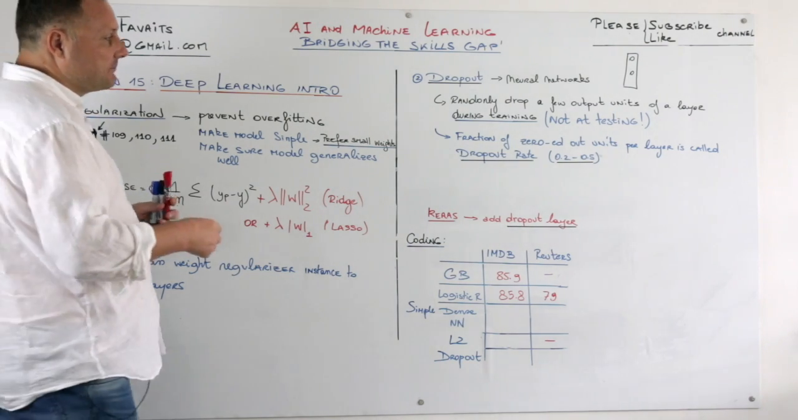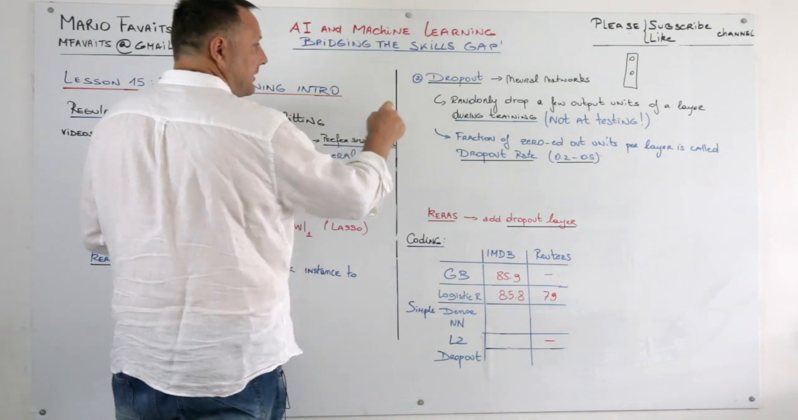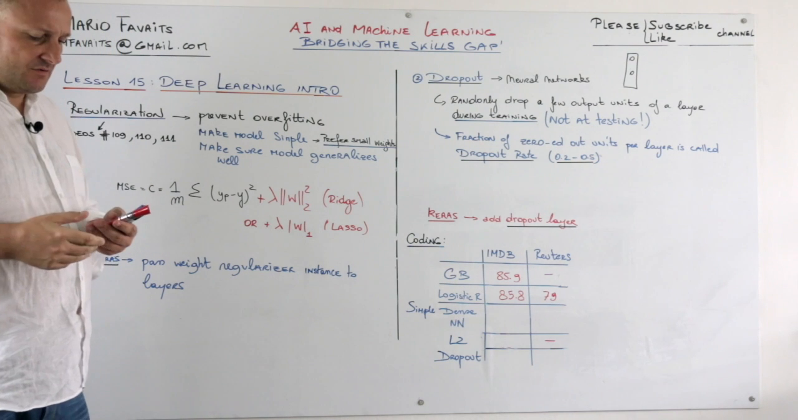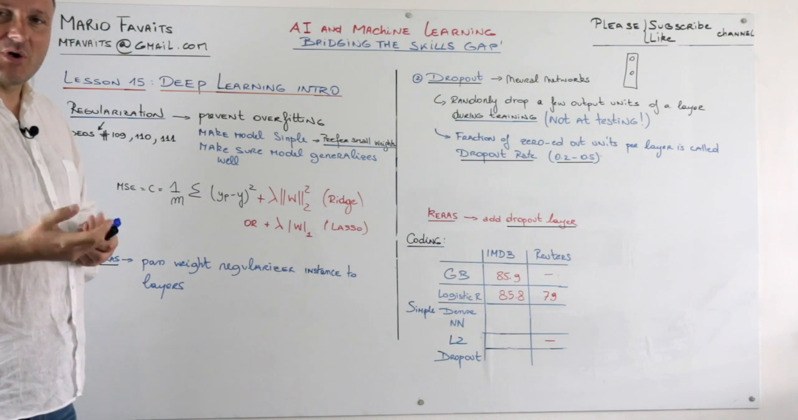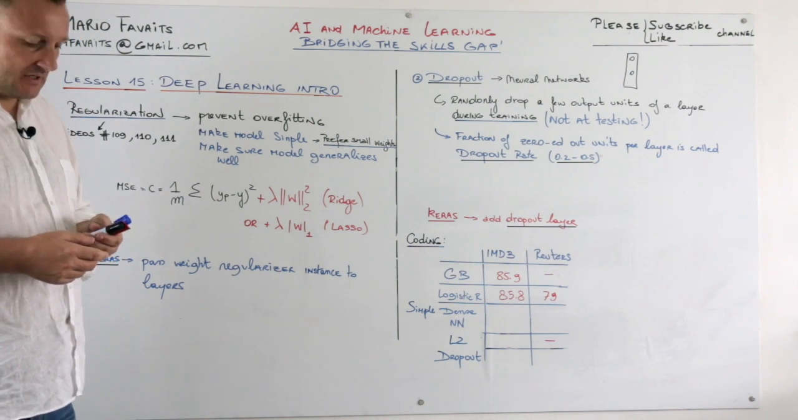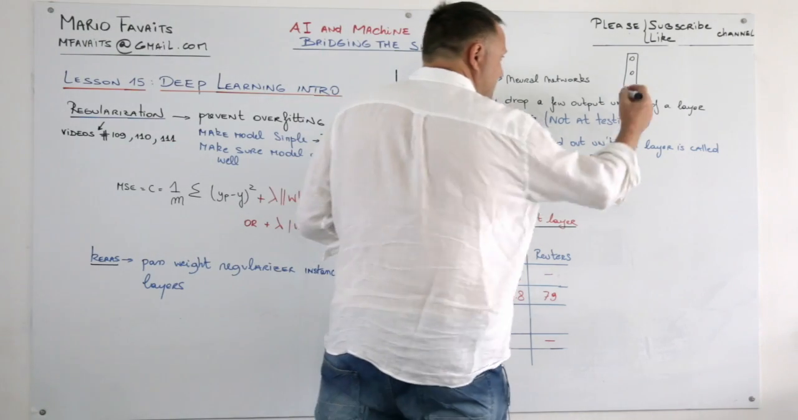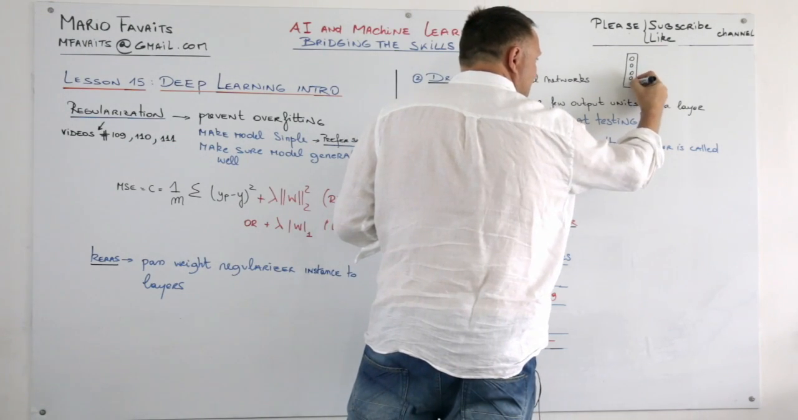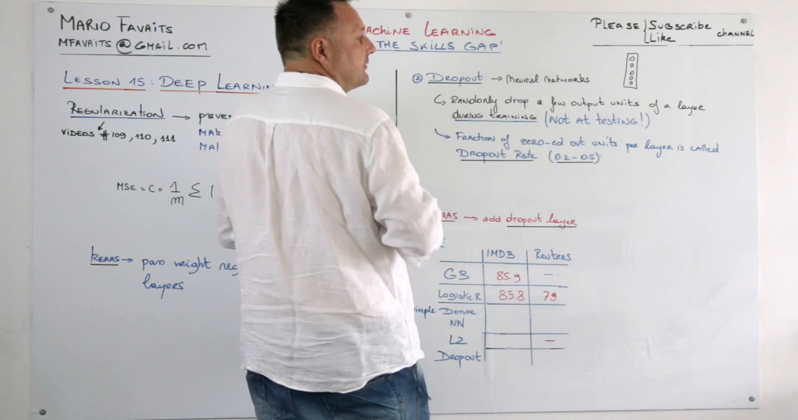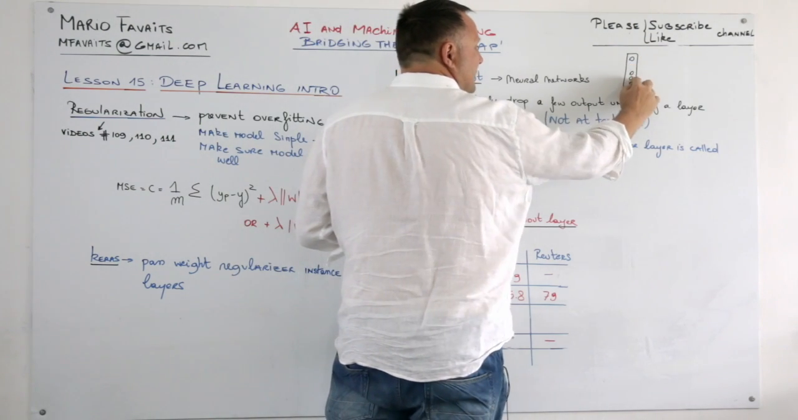Now, something that is specific to neural nets is dropout. So basically what is dropout? Well, you drop a few units in your layer. Remember, this would be your layer, for example. I've shown here 5 units. Well, you can drop a few.